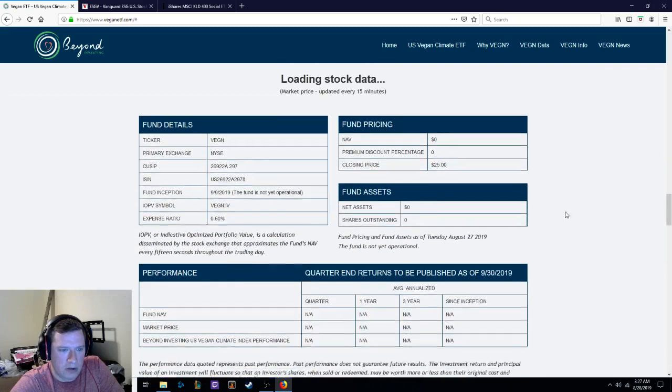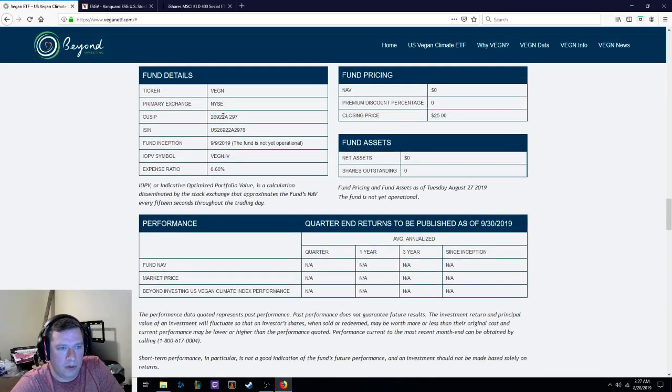And as we scroll down here, here's a little bit of information that we have on it. Again, the ticker is VEGN. The fund inception is set for the 9th of next month. We'll see if that changes or stays the same. The closing price is $25. We'll see if that's what it ends up being, or if it changes.